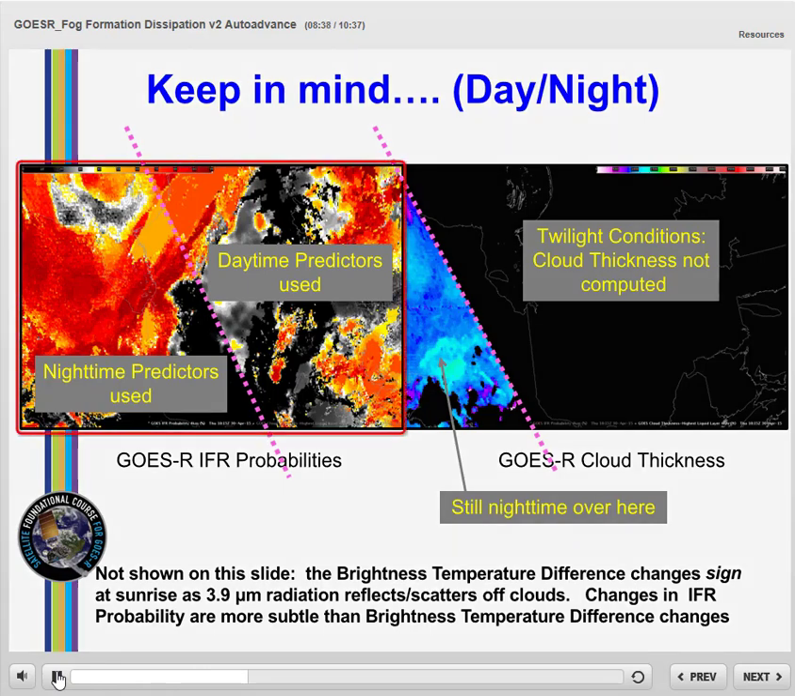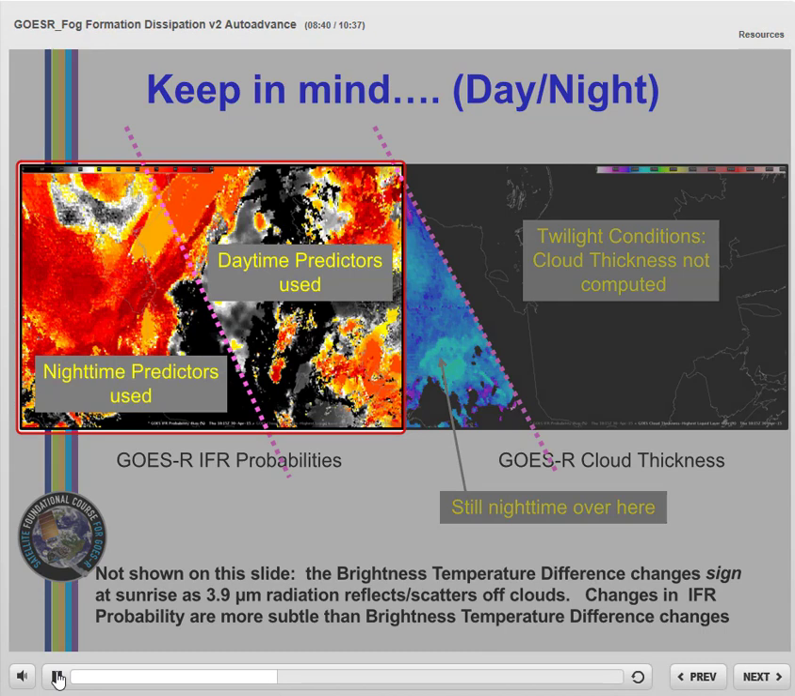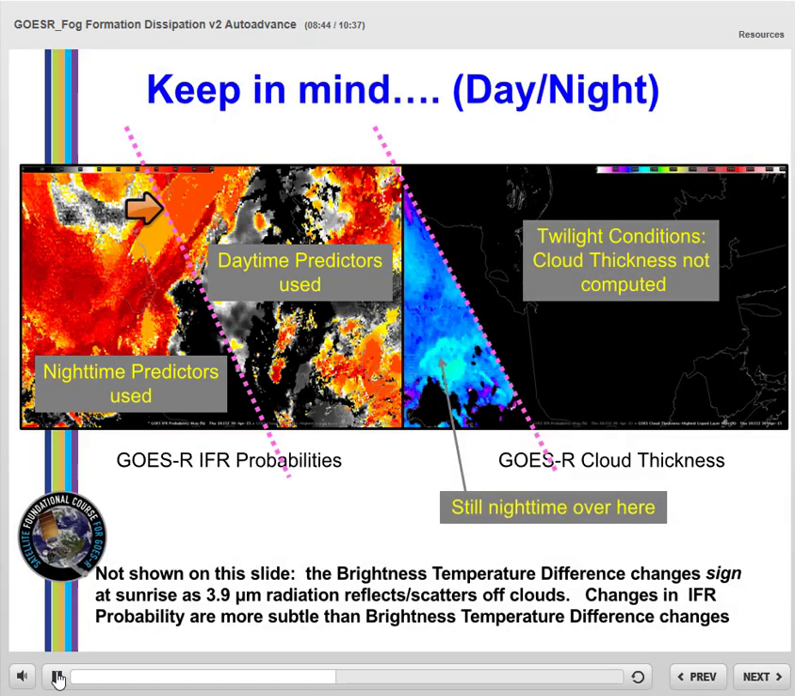This slide shows the discontinuity in IFR probabilities during the transition from day to night and vice versa. Satellite predictors used during the day differ from those used at night. In general, IFR probability increases during the day because of changes in the statistical predictors used. The GOES-R cloud thickness product, again, is not computed during twilight conditions, but it is available all night and during most of the day for single-layer water clouds.